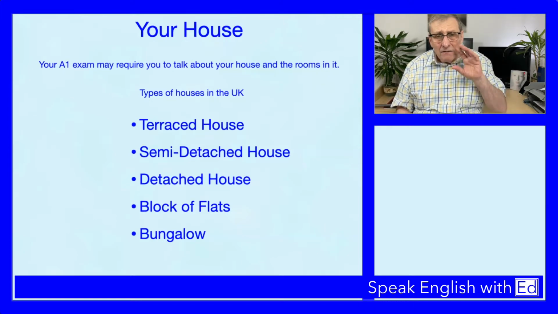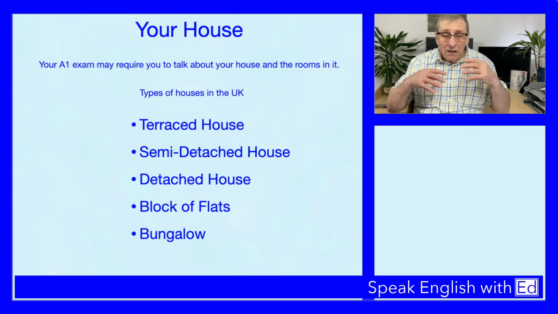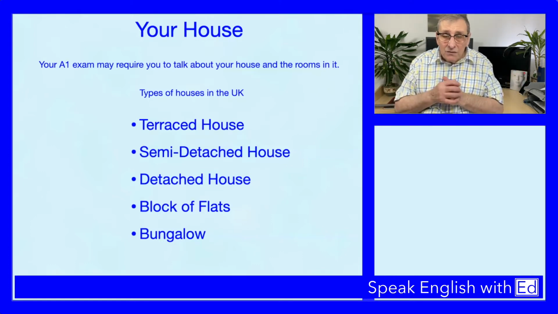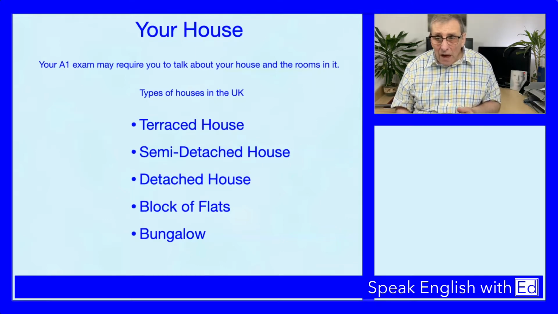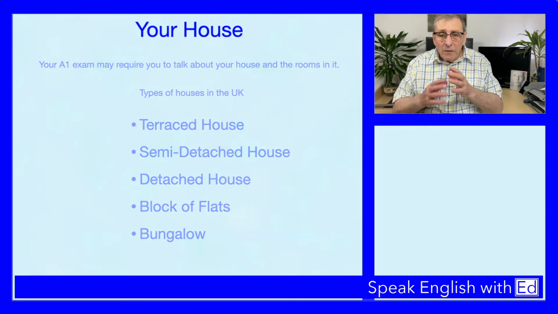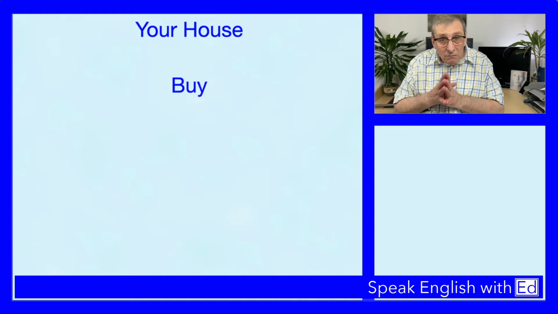Now, these are the 5 common types of houses. They're not the only types of dwellings. There are different types of properties that you can live in. But these are the 5 most common ones and the ones that you're most likely to come across. Now, these are all different properties, but there are different ways that you can live in them.